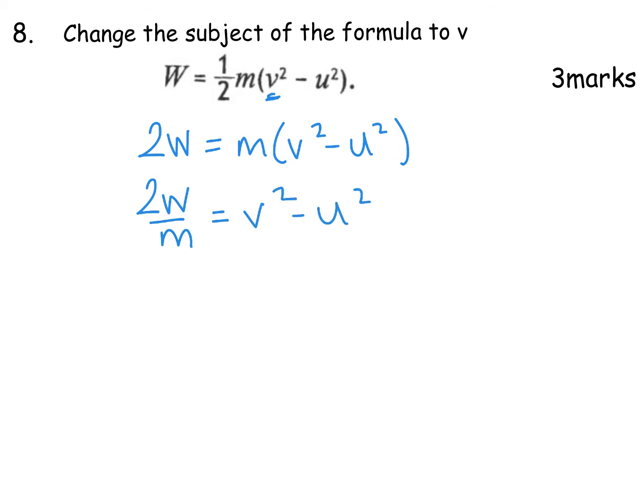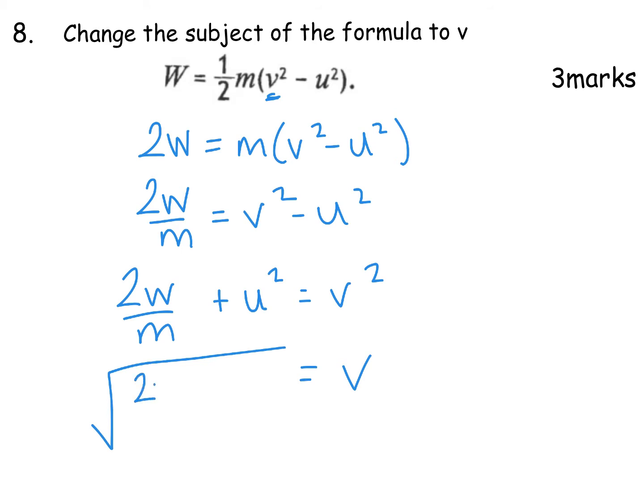From there, we need to take the u squared over, so that's going to join the fraction but not become part of it. So it'll become plus u squared equals v squared. And then the opposite of squaring is square rooting, so you need to make sure a big square root goes over everything on this side. So that is your answer there.